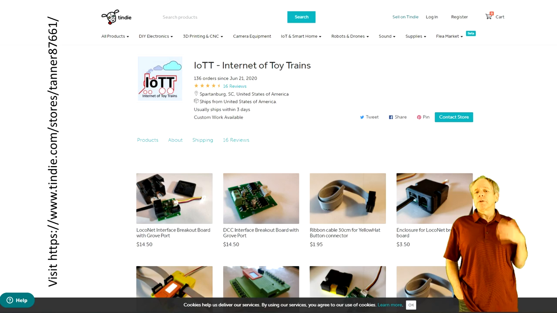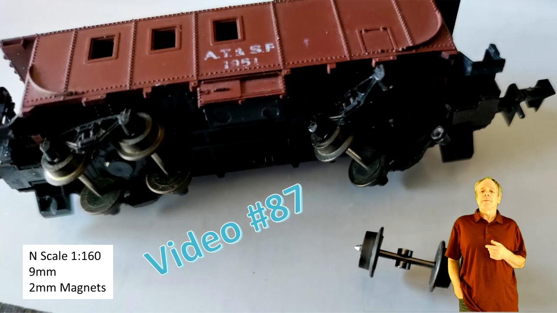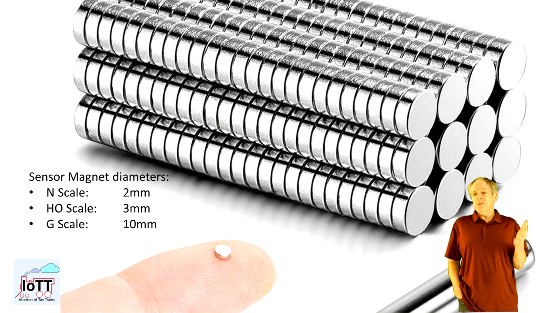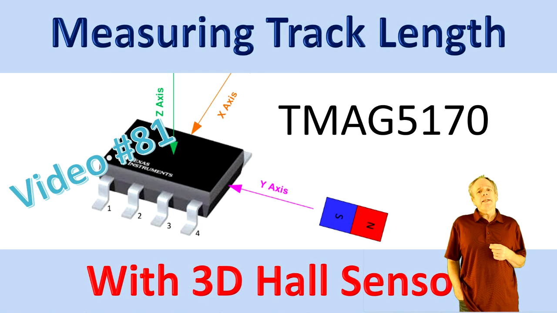The plan is to create track measuring car kits for the most popular modeling scales, which also will include the right size axle magnets as shown in video number 87, so that you don't have to buy 300 if only two of them are needed. The kit will be available for N scale with 2mm magnets, HO scale with 3mm magnets and G scale with 10mm magnets.